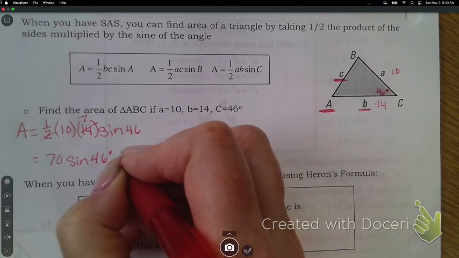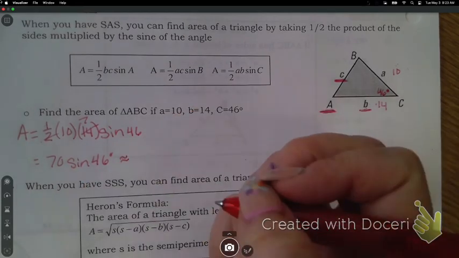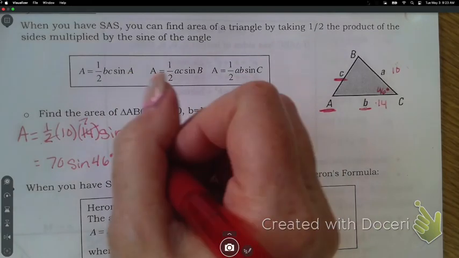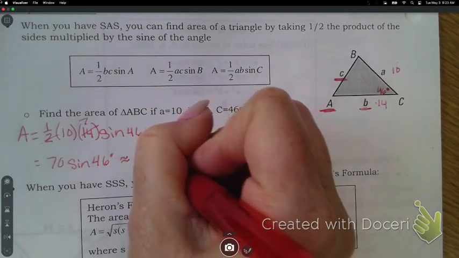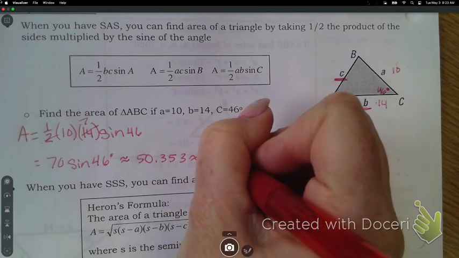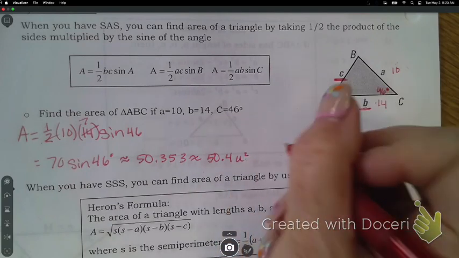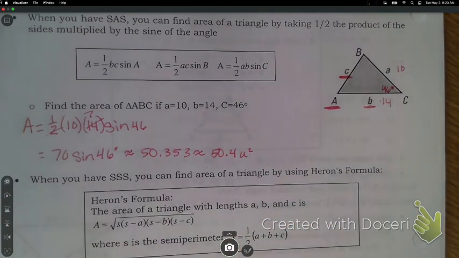Now, I would expect you guys, if that was 60 or 30 or any combination of those, that you know it would be an exact answer, not an approximate. Understood? I get approximately 50.353. That's what I got. So 50.4, and then units squared.